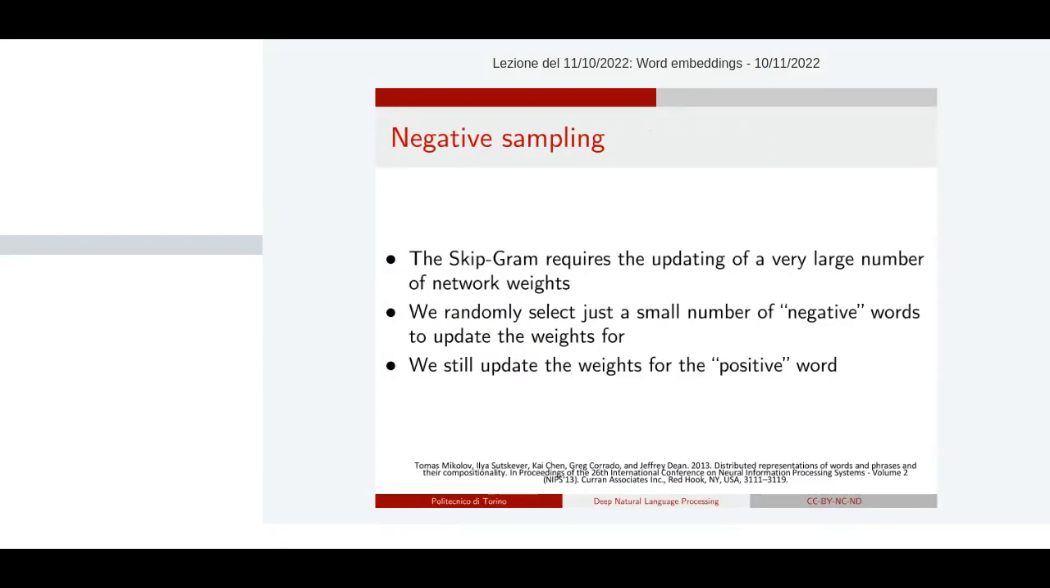So in the negative sampling, basically, for the skip-gram model, for example, they perform updates to the weights only for a very large number of weights. So instead of doing this, which is computationally expensive, you randomly select only a subset of negative words to do the updates. So it's a sort of undersampling of the negative class.